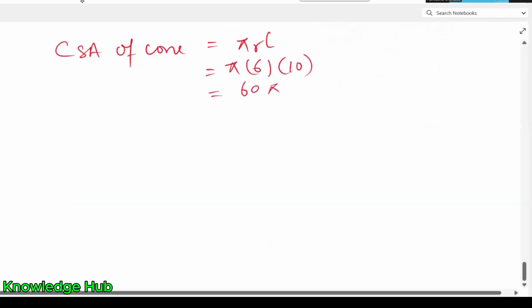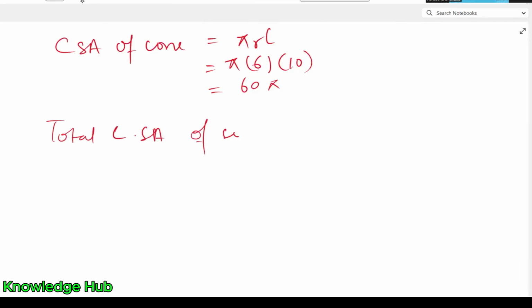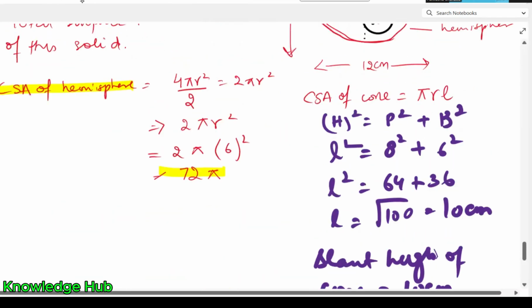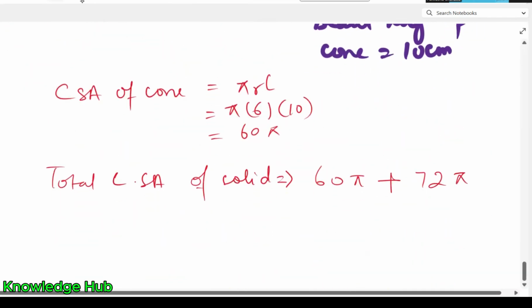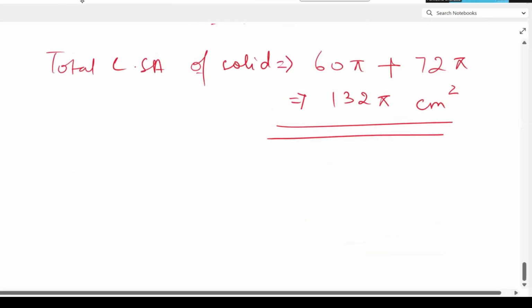So in this way, I can find out the total surface area of the solid. We got 60 pi for the curved surface area of the cone, plus 72 pi for the hemisphere. So 60 pi and 72 pi makes it 132 pi square centimeters. Be very careful with the unit. It is square centimeters. So this is the one example we have discussed.